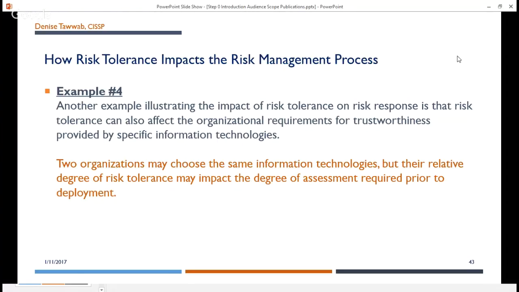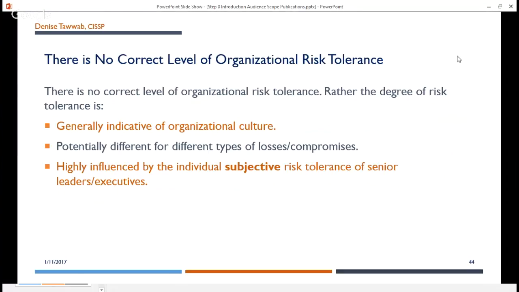But the lower your risk tolerance, the more you're going to look at technology and assess it before you deploy it. I think I said that right. So there is no correct level of organizational risk tolerance.